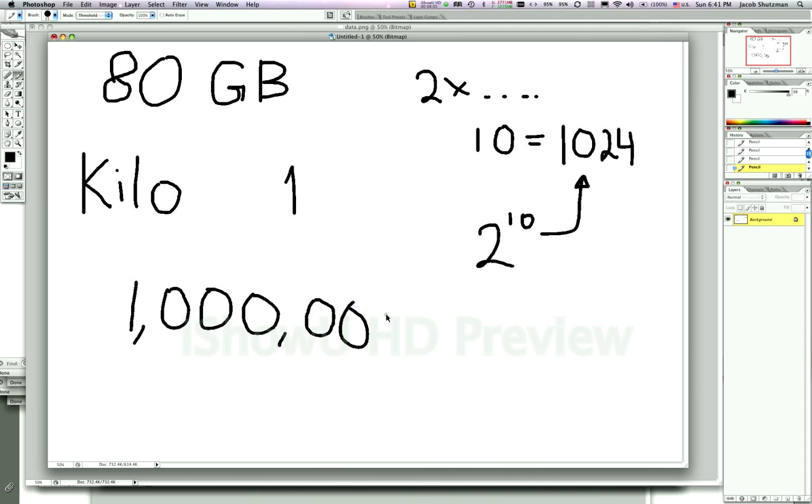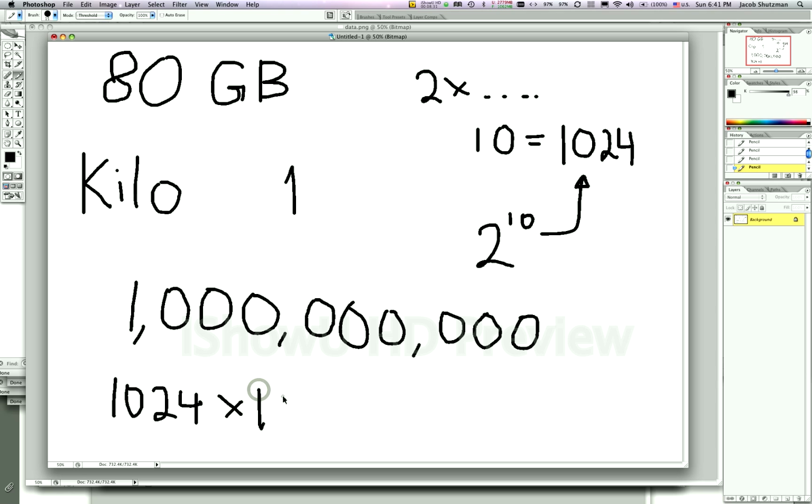So this is how you write a billion. I hope you know it's 9 zeros. So this is approximately 1 gigabyte. Not exactly, and part of your homework will be to multiply the number 1024 times 1024 times 1024, which will give us what the operating system sees as 1 gigabyte.